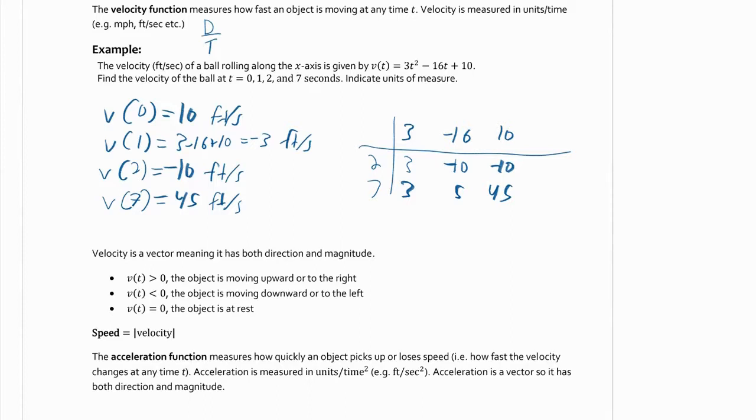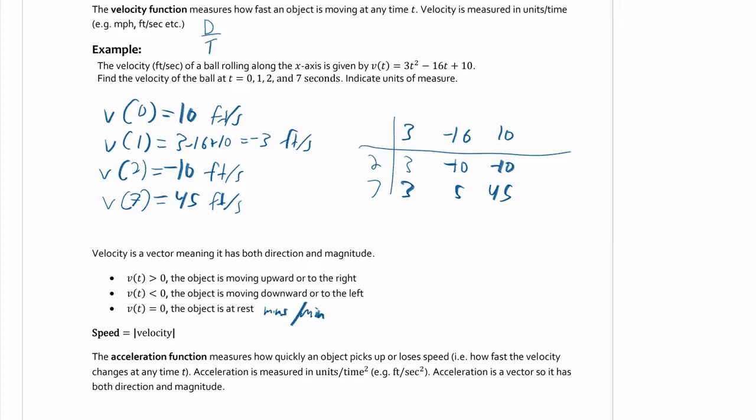When velocity is positive, the object is moving in a positive direction, typically upward if we're talking about the y-axis, or to the right if we're talking about the x-axis. When velocity is negative, the object is moving downward or left. And then when velocity is 0, the object is not moving at all. And this typically happens at mins and maxes because these are also probably going to be turning points. Not necessarily, but they could be.